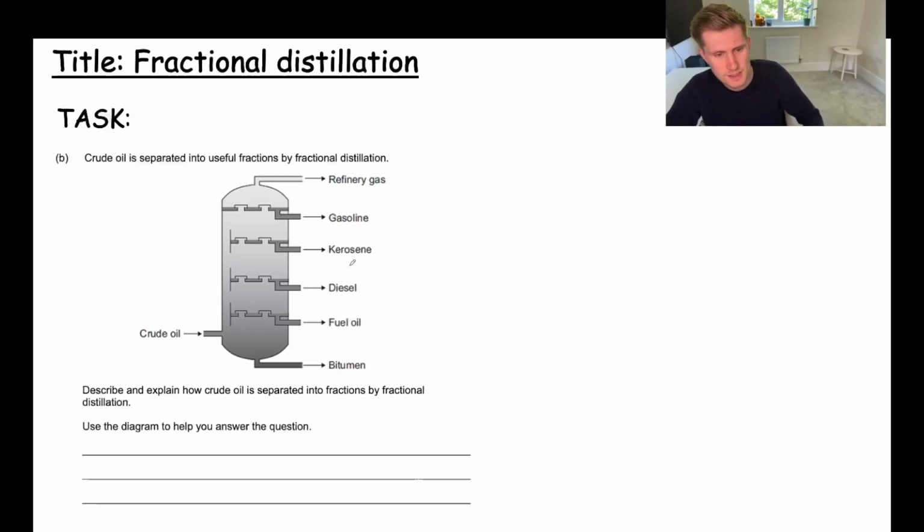So what I'll do is I'll talk through some of the key points and then we'll formulate an answer together. So this is the fractional distillation column, and we need to know that it is hot towards the bottom and cool towards the top. Now we call this a temperature gradient, the fact that it's hot at the bottom and gradually as you move up it gets cooler and cooler.